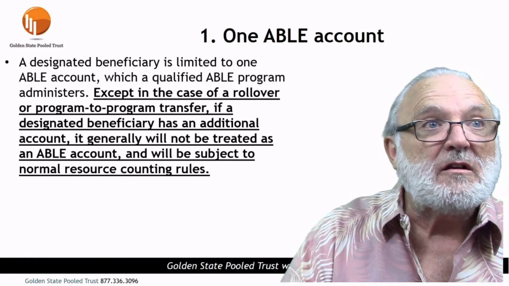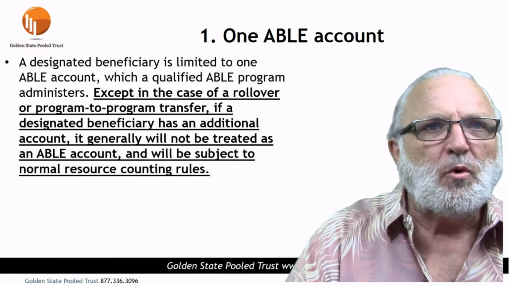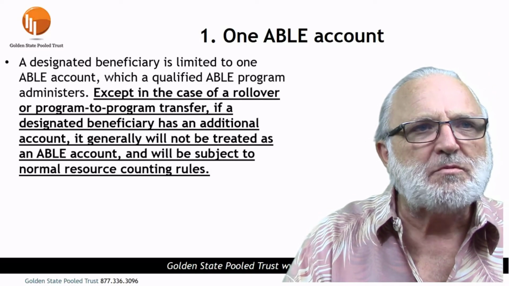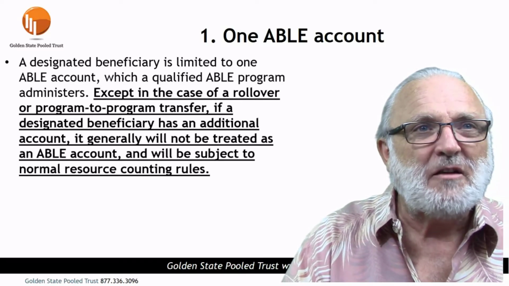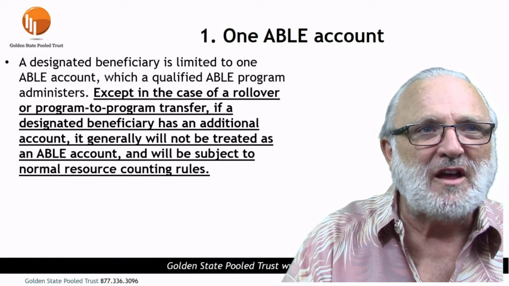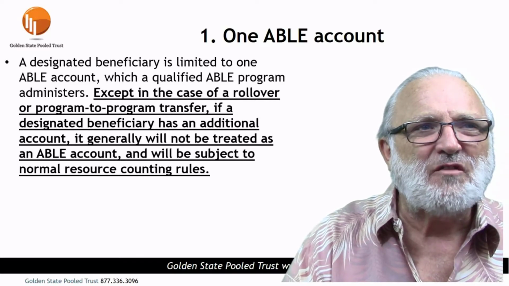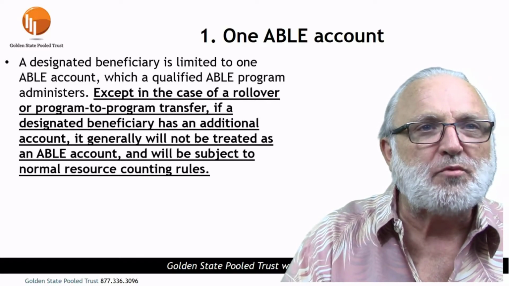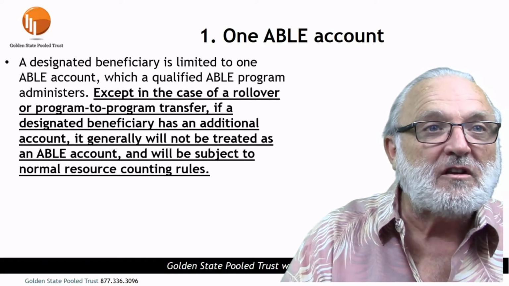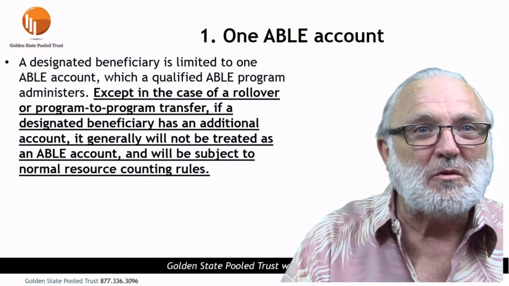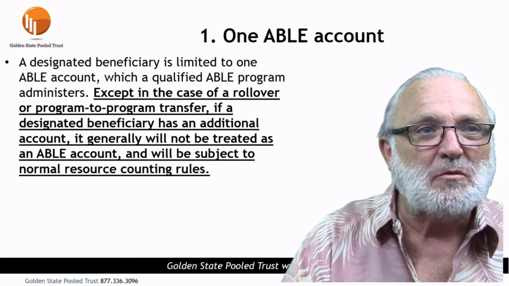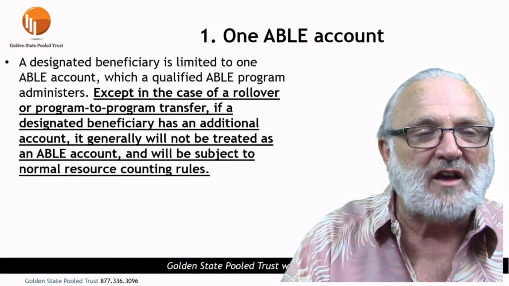So a designated beneficiary, and they're trying to make the point that you can only have one ABLE account by law here. So a designated beneficiary is limited to one ABLE account, and except in cases of a rollover or a program-to-program transfer, if a designated beneficiary has an additional ABLE account, it generally will not be treated as an ABLE account and will be subject to normal resource counting rules.